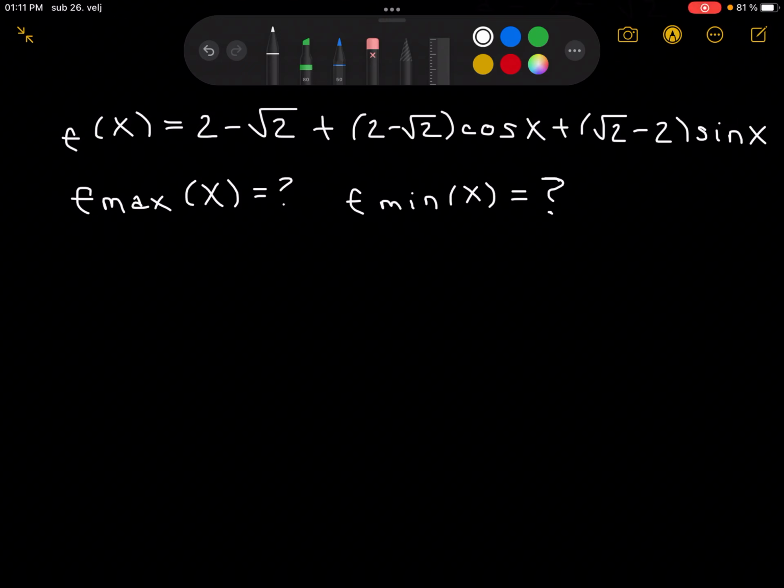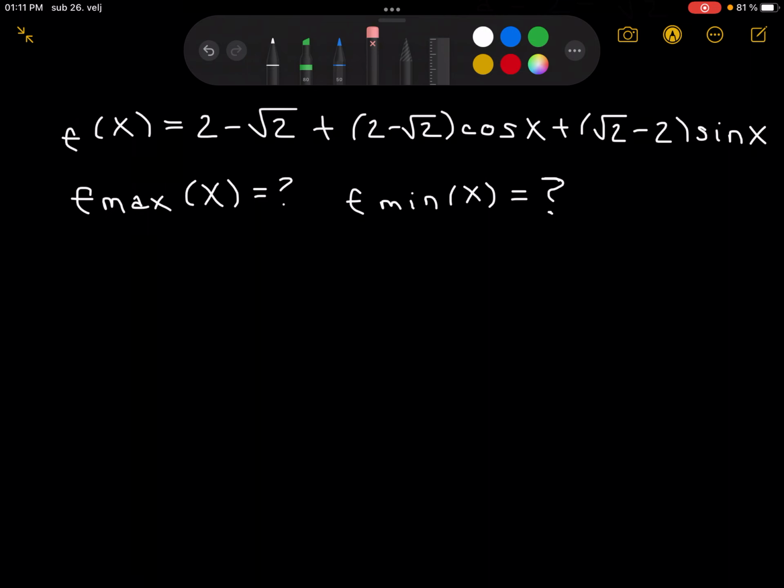So hi everyone, now we're going to be doing a nice little minimum slash maximum problem. So we've got the function, this is the function from our previous video, f of x is equal to 2 minus the square root of 2 plus 2 minus the square root of 2, everything times cosine x, plus the square root of 2 minus 2 times sine of x.